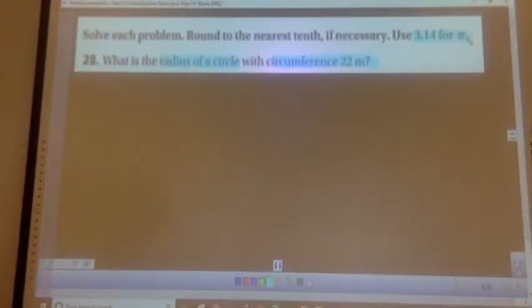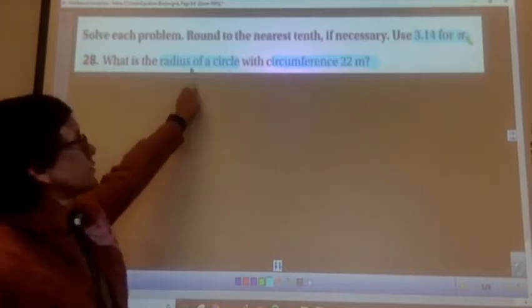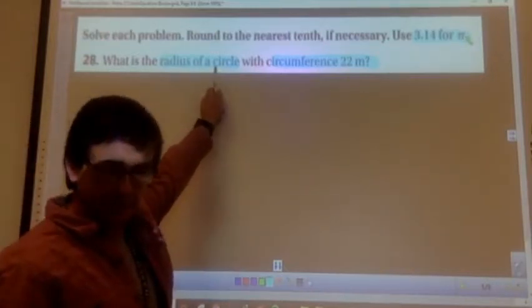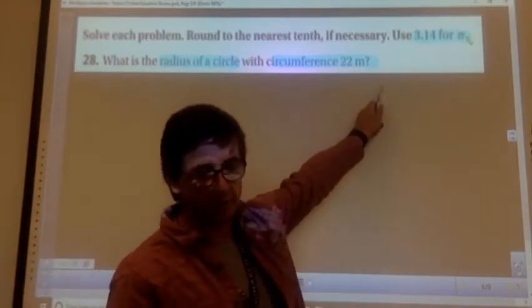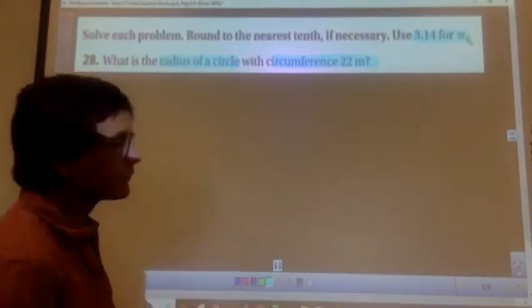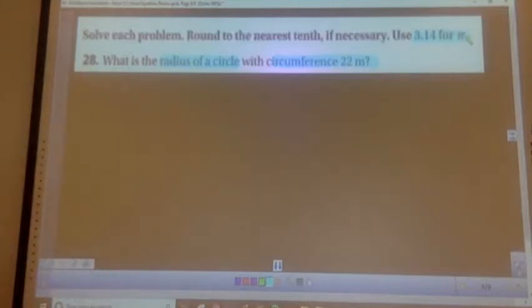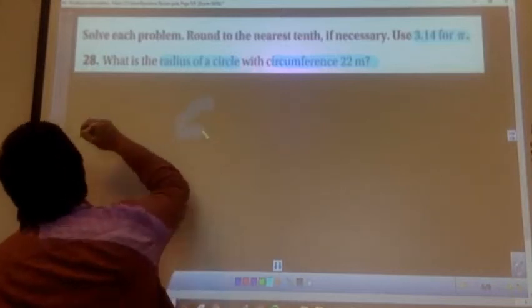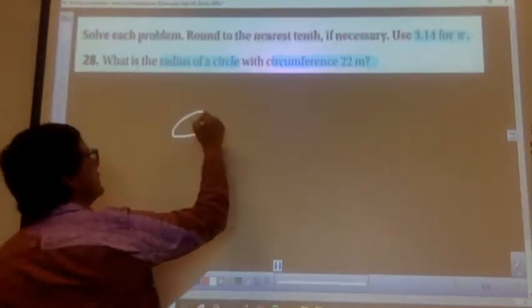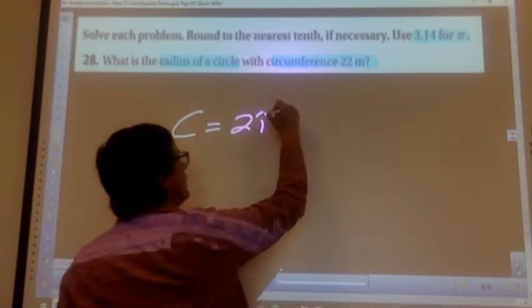So we use 3.14 for pi. This one says radius of a circle. So that's what you're trying to find is radius of a circle. And it tells you circumference is 22m. So the equation for circumference is c equals 2 pi r.